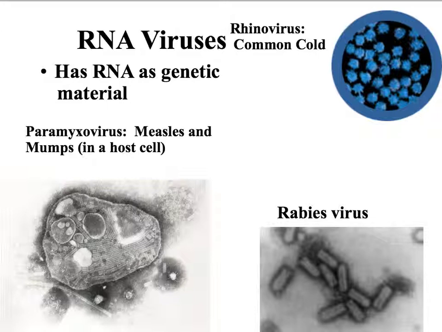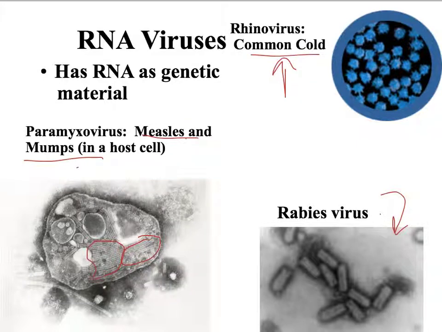Examples of RNA viruses: the common cold, measles, mumps. All of these lines that you see inside of the cell, that's the virus that's taken over the host cell. The rabies virus here. Again, these that you see on this slide, measles, mumps, the rabies virus, these are things you can get vaccinated against, but we don't get a vaccine for the common cold, and we'll talk about why that is in a couple of slides here.